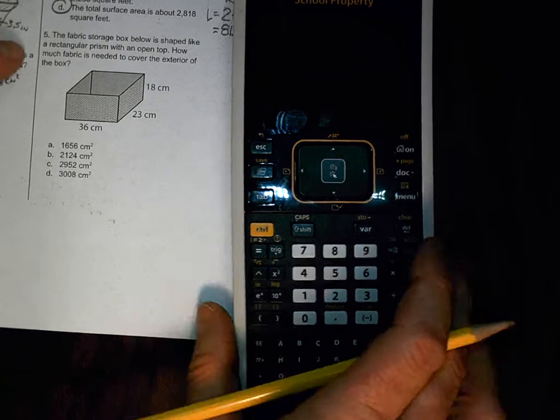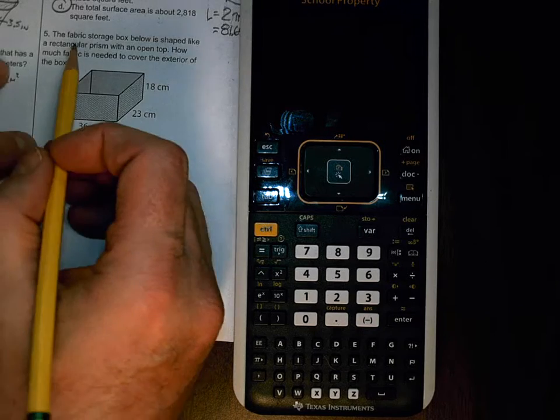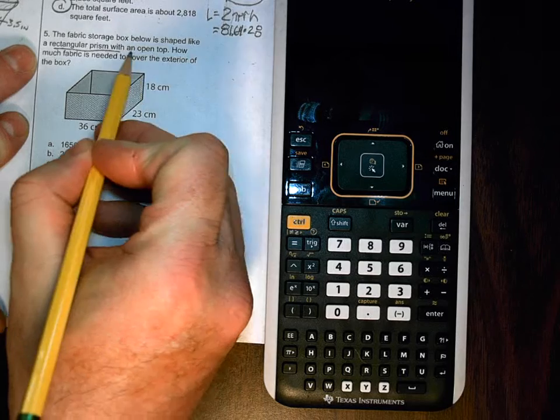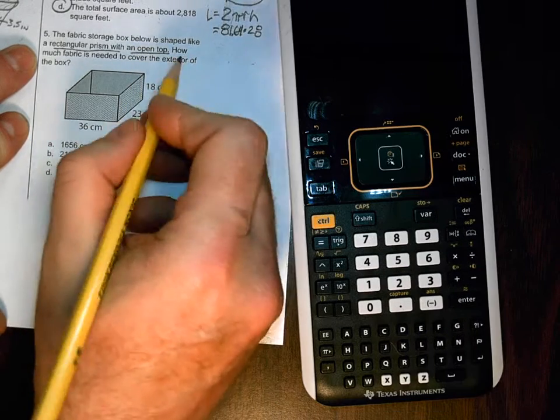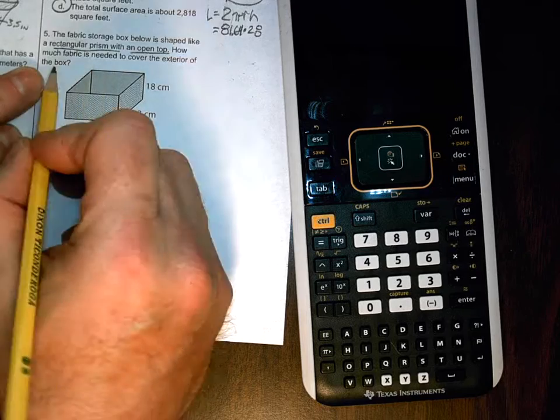All right, let's look at the last one. The next one's a little tricky only because they picked a box. So they said the fabric storage box below is shaped like a rectangular prism with an open top. That means that you don't have to do 2 times the base. It'll just be 1 times the base. How much fabric is needed to cover the exterior of the box?